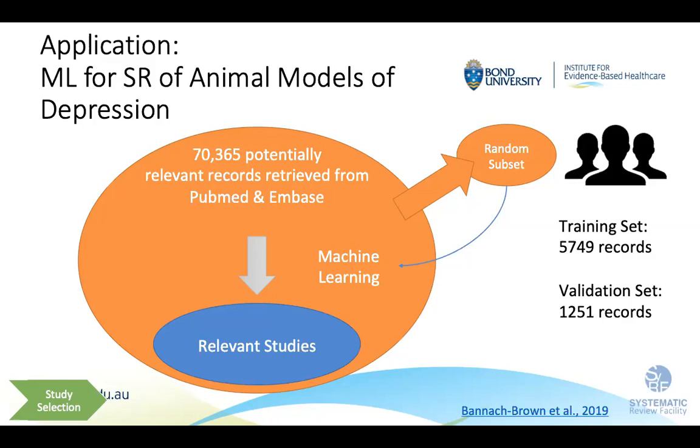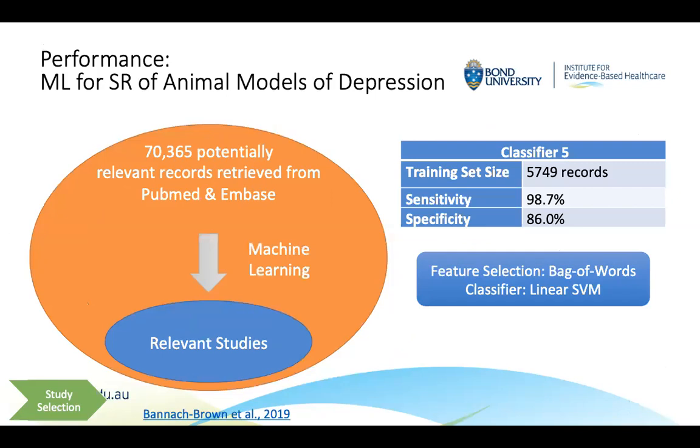We then trained several different algorithms, but the one that came out tops was the support vector machine. And then used that to identify the relevant studies. We were really, really happy with the performance because it achieved a 98% sensitivity and 86% specificity. And like I said, with a linear support vector and bag of words feature selection, so not even that fancy. I think we used trigrams, so yeah. We were very happy with that.